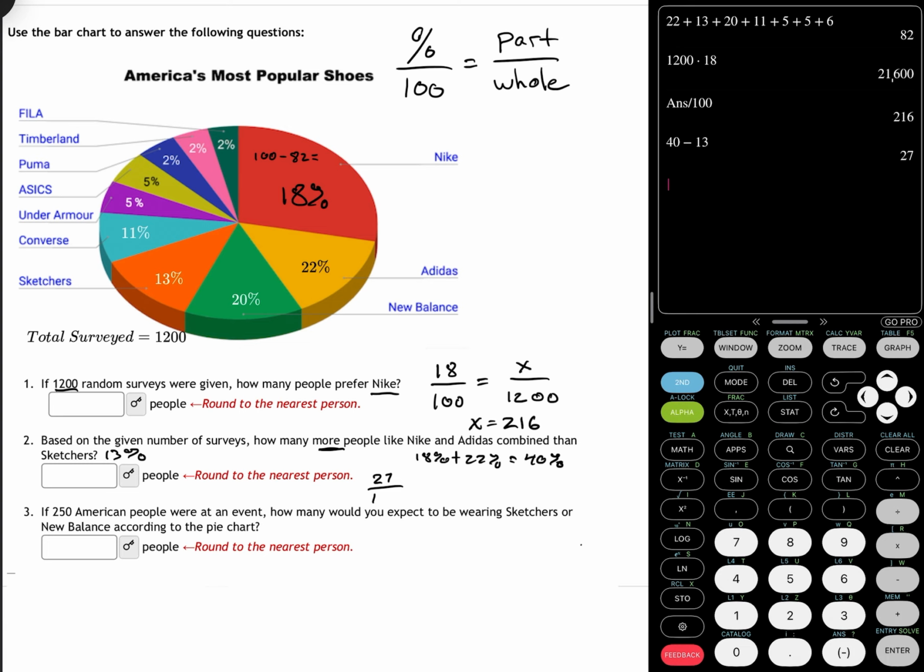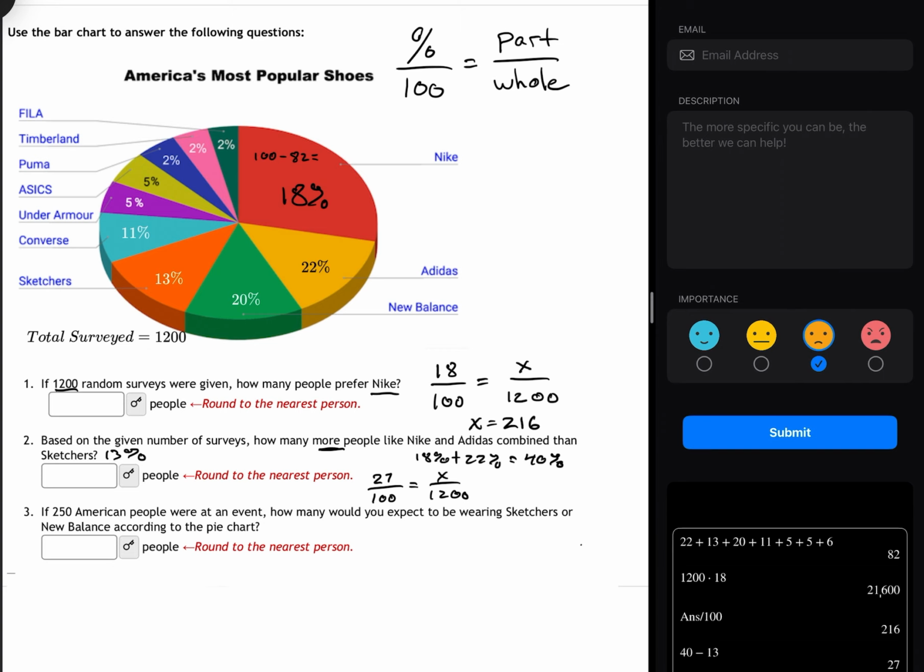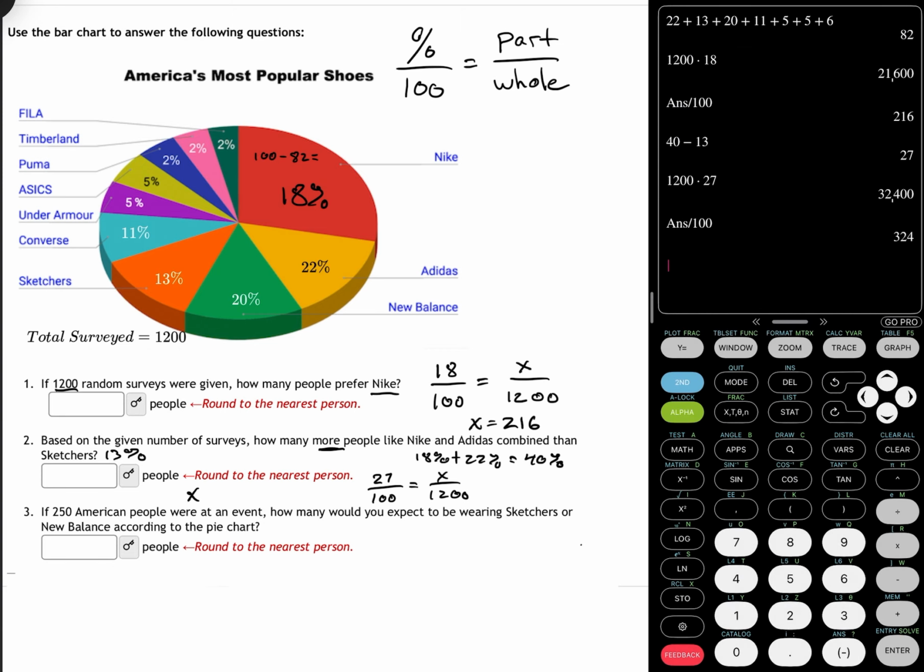So you can just do 27 over 100 is equal to X over 1,200. And so when you do it this way, you can cross multiply and divide again. So because it is a proportion, you divide by 100 and you end up with 324. So that means that X is equal to 324 people. So that's how you can do it using the percents. The other option would be to figure out the amount for Nike, the amount for Adidas, and then the amount for Skechers, and then just subtract.